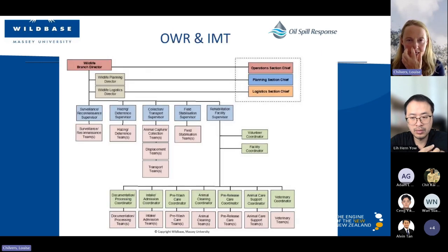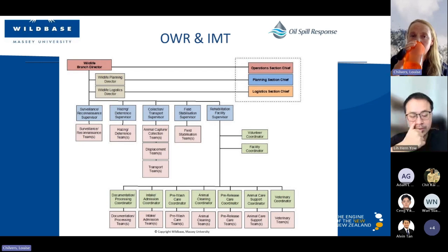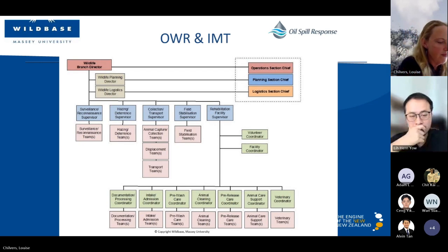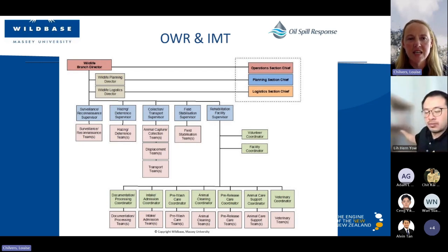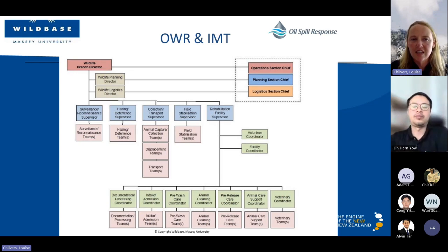So how does an oil wildlife response fit into an oil management system? So you can see here, this is a diagrammatic version of how wildlife fits in. So that wildlife fits in under operations and the wildlife branch manager. And then you have all these sections underneath, you know, shoreline cleanup, hazing and deterrence, boat cleanup, all of those things. This is just a diagrammatic view of it.